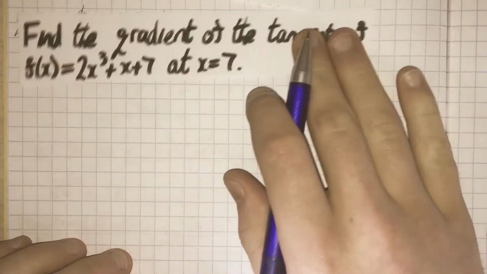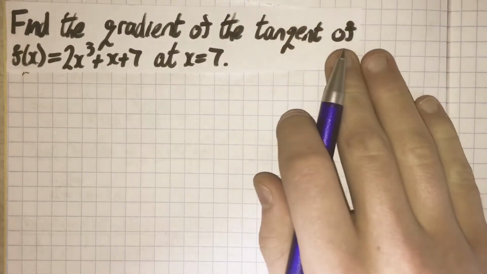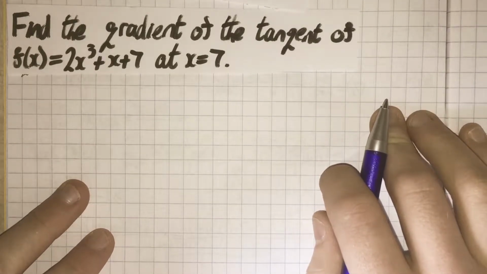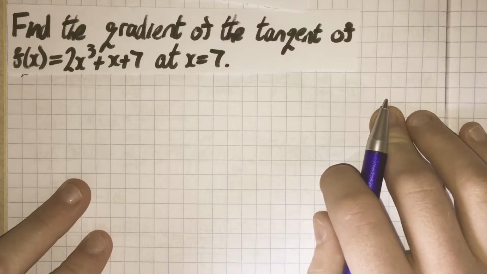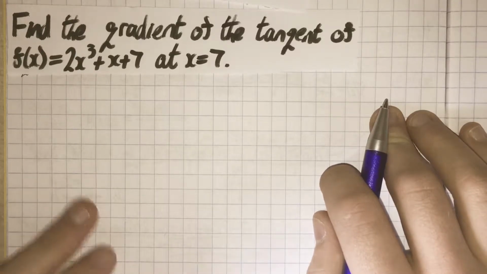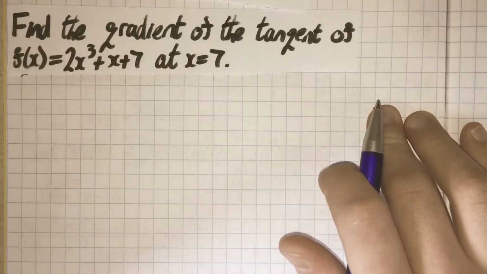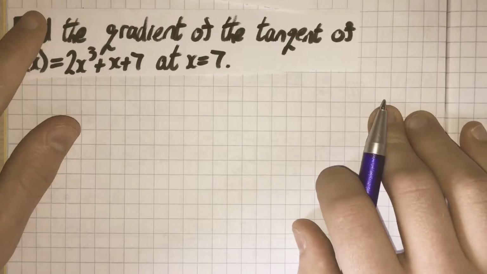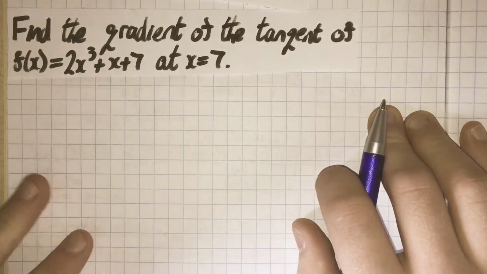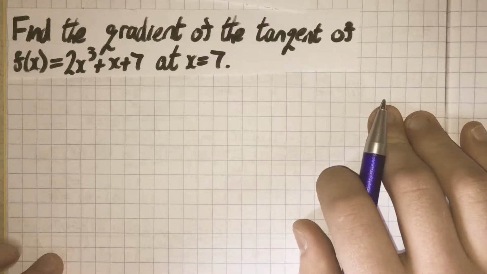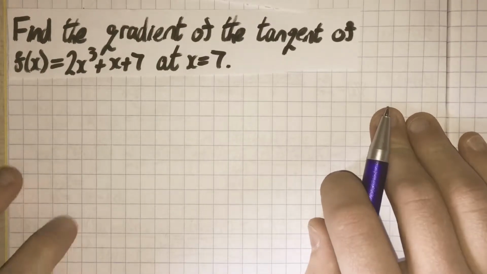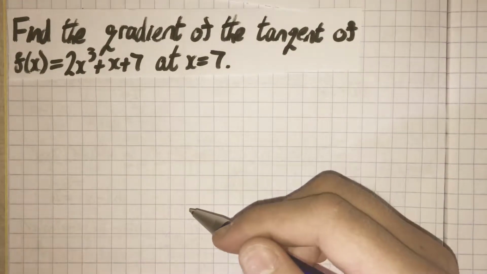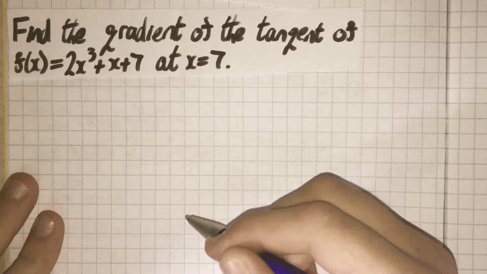So, find the gradient of the tangent of f of x equals 2x cubed plus x plus 7 at the point at which x equals 7. Now, if you have seen my differentiation by first principles video, this was the top example, the very last one, I do believe, supposedly the hardest of the bunch. And about as hard as you should expect with those, certainly not as hard as you should expect with the power rule, as you shall later see.